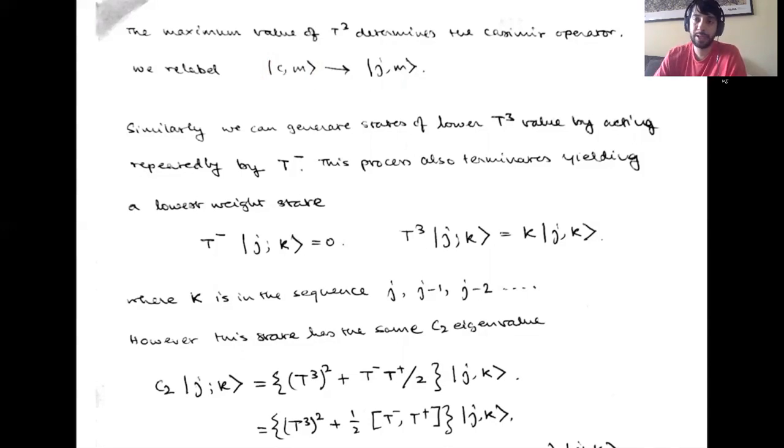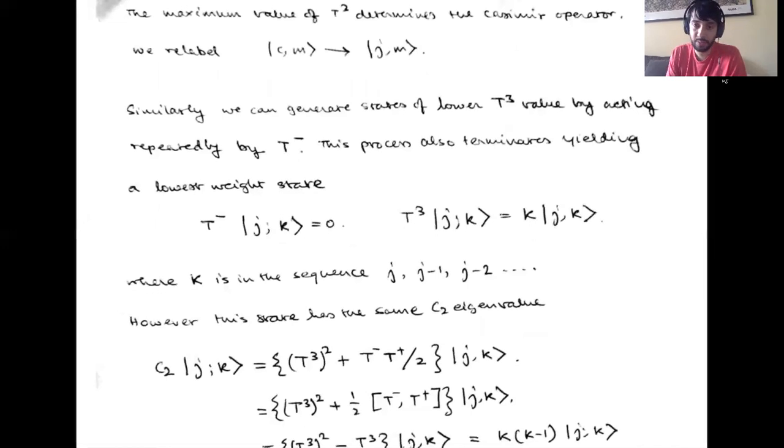Similarly, we can actually go down as well. So we can lower the states, and we can lower this by acting repeatedly with T minus now instead of T plus. And again, the process has to end somewhere. So there has to be a sort of lowest weight state where T minus acting on this will have to be equal to 0. Okay.